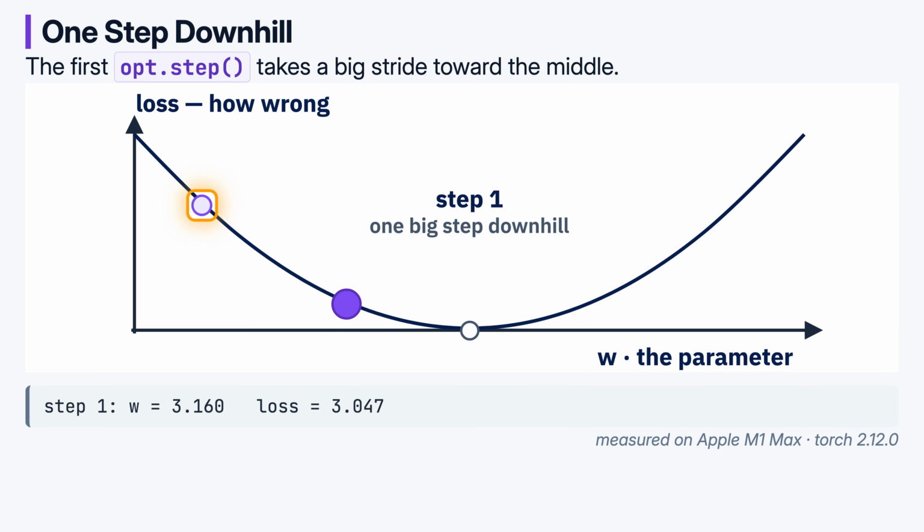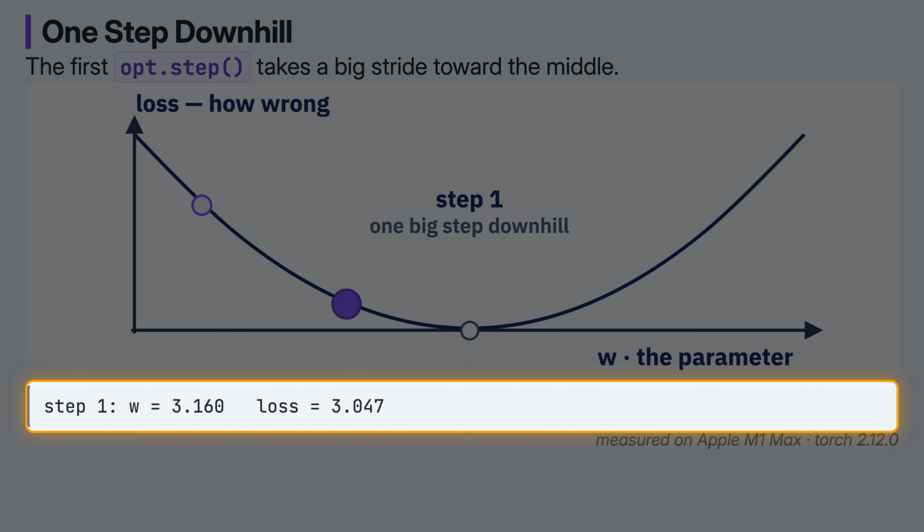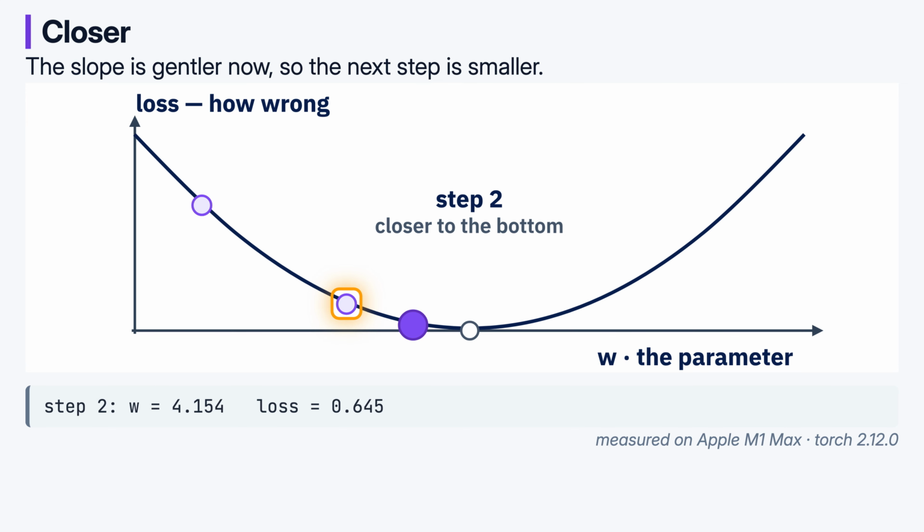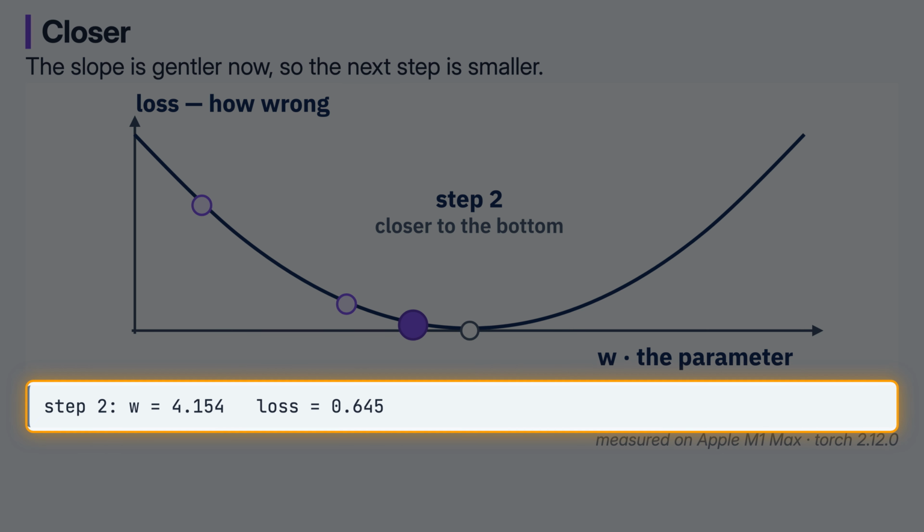Here's where we started. Now left behind is a hollow marker. The first step takes a big stride toward the middle, because the slope was steep. Step 1, W jumps to 3.16, the same number we computed by hand, and the loss drops from 14.4 to 3.047. A second hollow marker shows the last spot. The slope is gentler now, so this step is smaller. Step 2, W is 4.154 and the loss is down to 0.645.